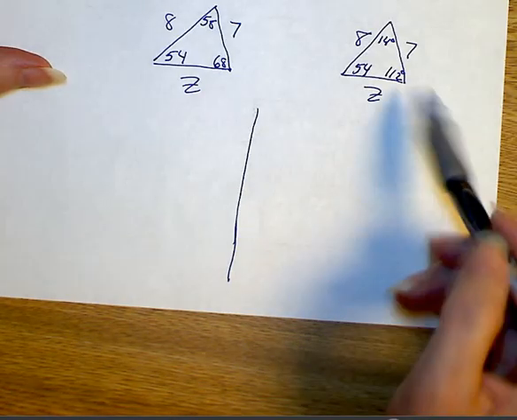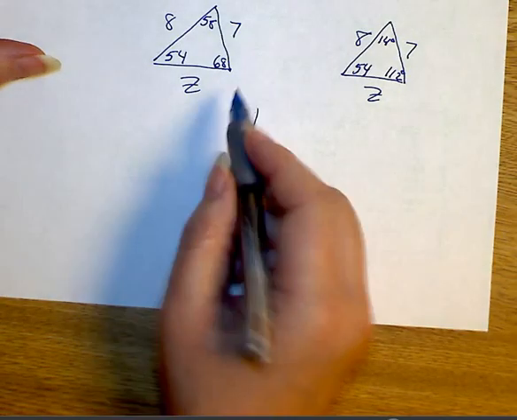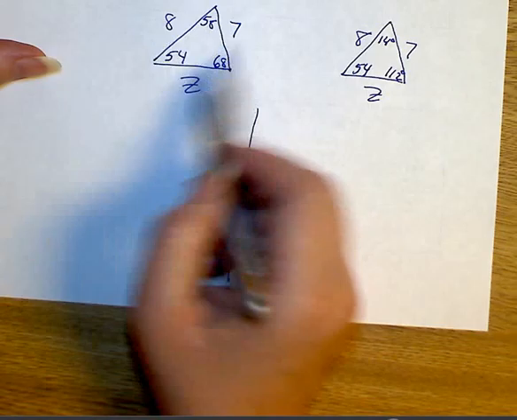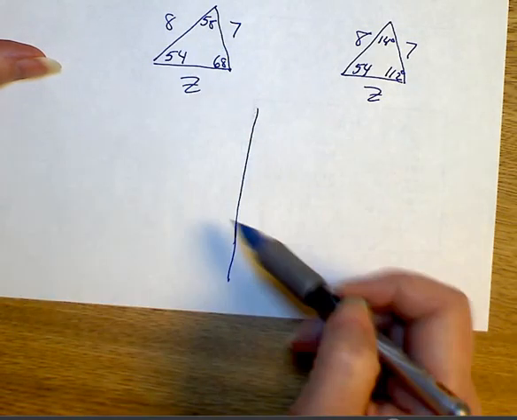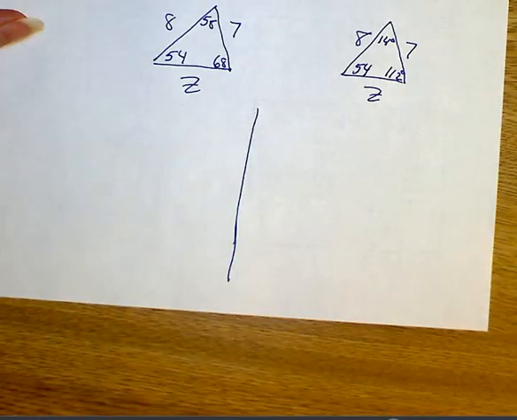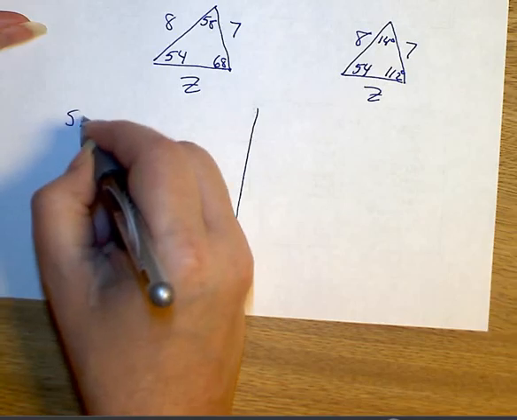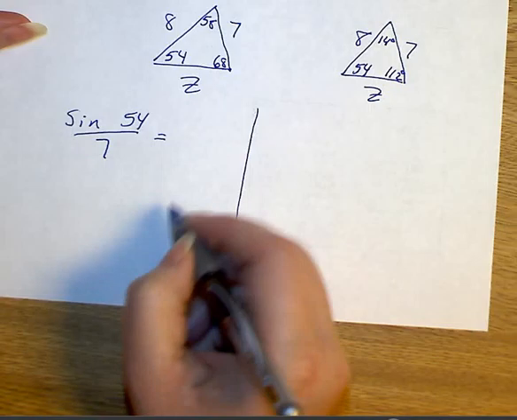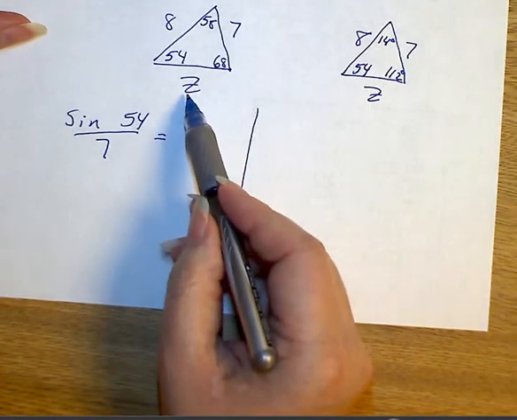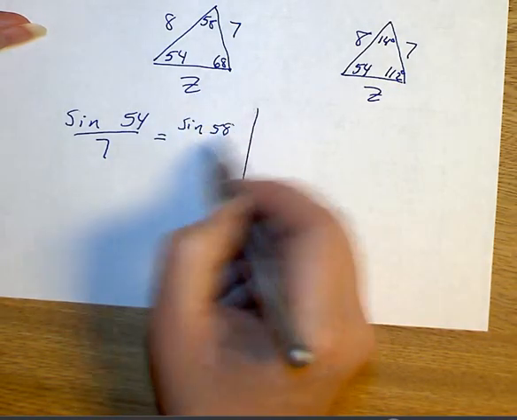Well, law of sines, yep. So we're going to use law of sines. You can use anything that you want because we have all the angles and we are only looking for one side. But I always go back to what was given. So since I was given the 54, I'm going to do sine of 54 over 7 is equal to, what angle are we using for Z? 58. So sine of 58 over Z.